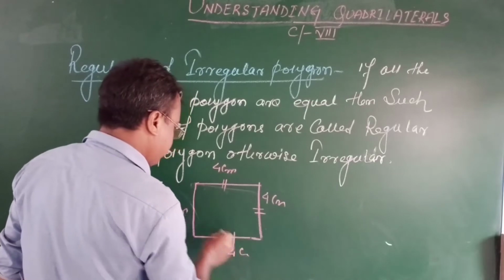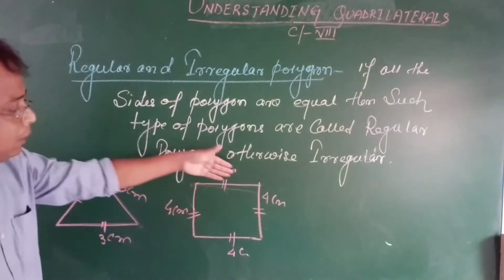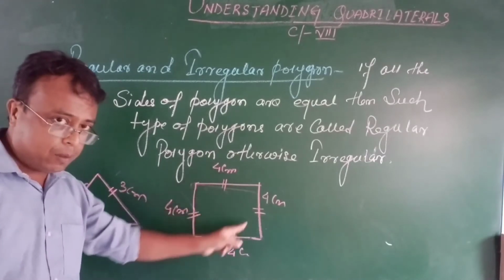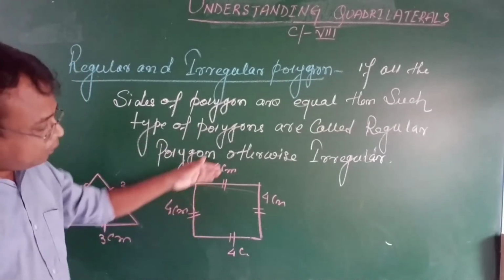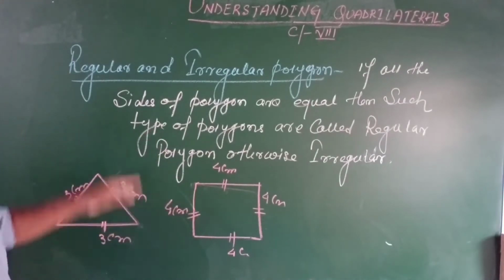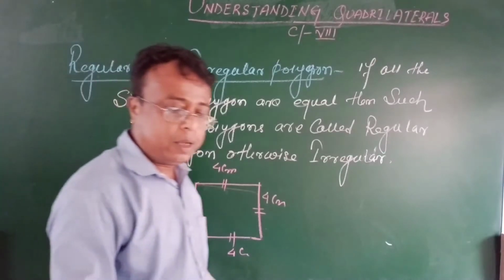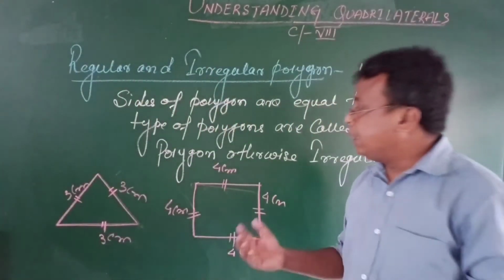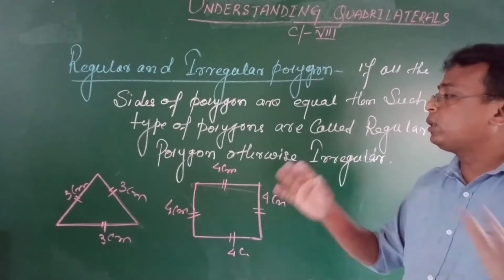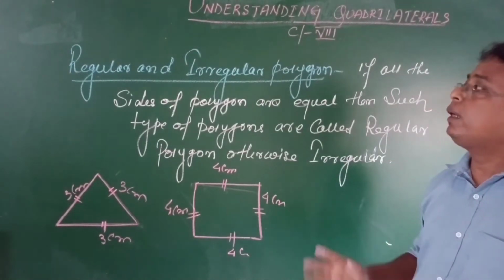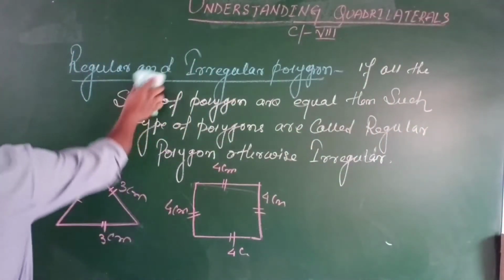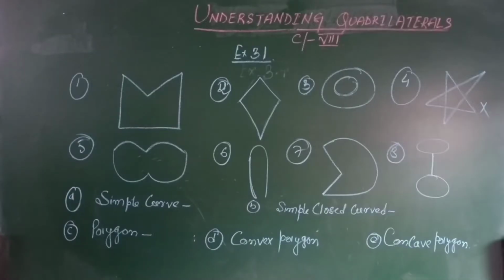What do these symbols indicate? We have to use the same symbol everywhere because it shows that all the sides are equal. So that is about regular and irregular polygon. In irregular polygon sides are not equal, and in regular polygon all sides are equal. Our next topic is angle sum property. Let's see what the angle sum property is.